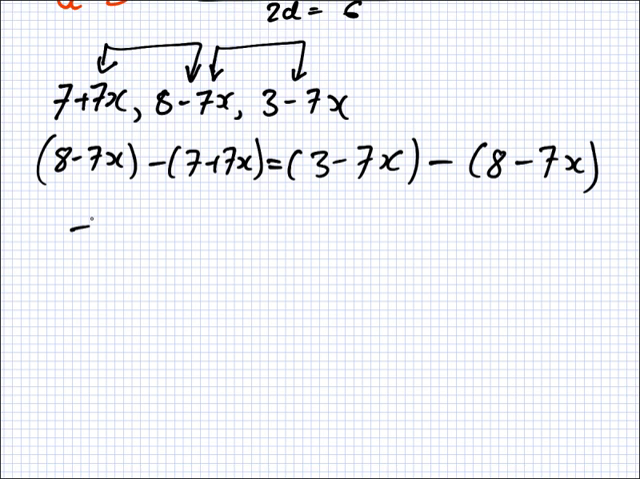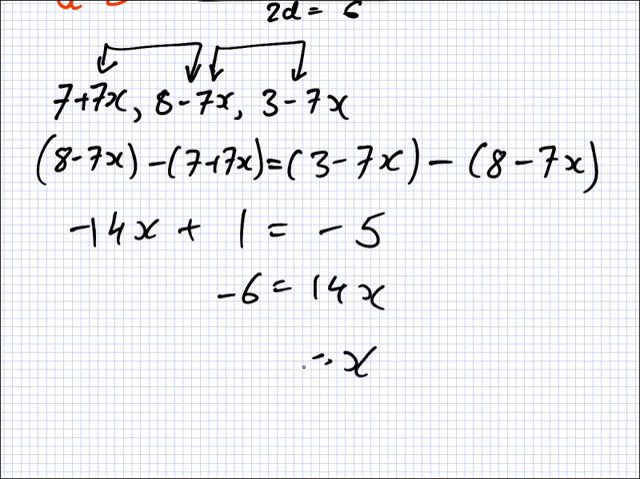Minus 7x minus 7x, minus 14x. 8 minus 7, 1. Minus 7x plus 7x is gone, isn't it? And then 3 minus 8, minus 5, isn't it? So that is minus 6 equals 14x. X is equal to minus 3 over 7. I think I made a sign mistake. Did I make a sign mistake? Oh, sorry. That's a plus 6, because I took this to the left and that to the right. 3 over 7 is the answer.